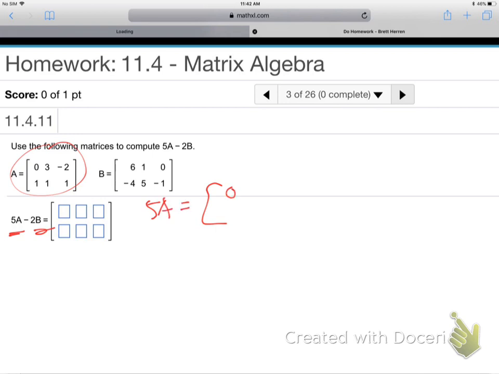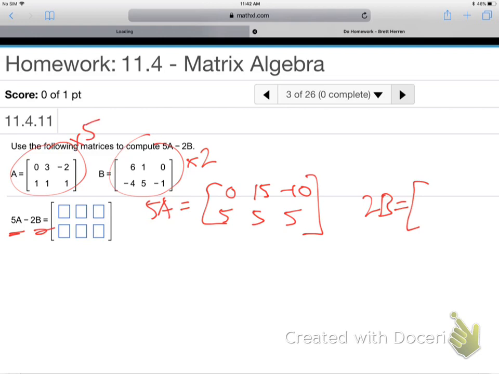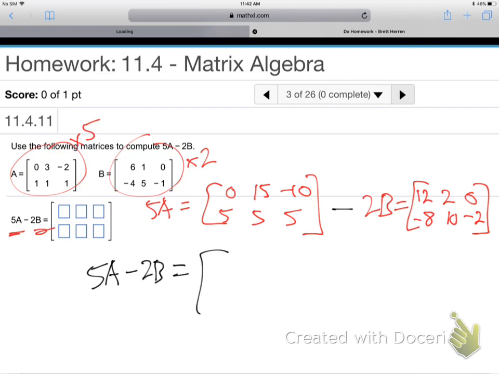So what's that? 5 times 0 is 0. 5 times 3 is 15. 5 times negative 2 is negative 10. And then the other one, 2 times b. So multiply all of b by 2 times 2. The other one was times 5. And we get, what's that? 12, 20, negative 8, 10, negative 2. And then we subtract them. So 5a minus 2b.